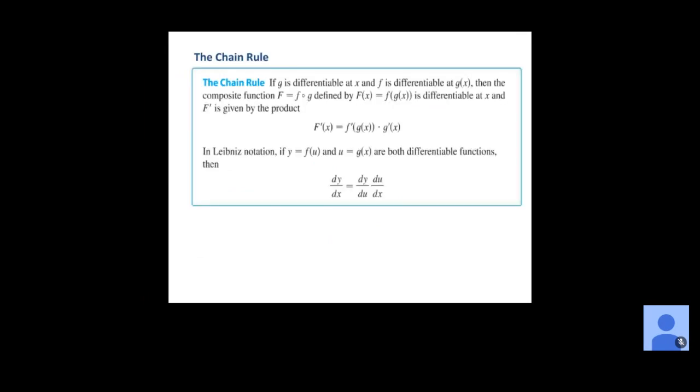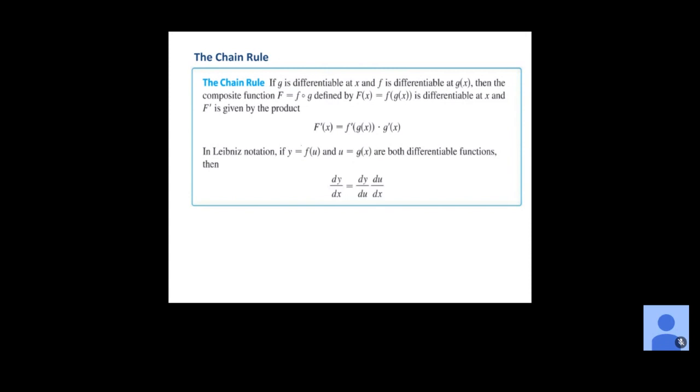So this is another rule that we have to remember when we're finding derivatives, specifically when you have the combination of multiple functions, okay? So if you have an f of g of x type of function, that's when we're going to have to use our chain rule. All right, so if g is differentiable at x and f is differentiable at the g of x function, which is the inside part, then the composite function, big F, which is f of g, is differentiable at x, and big F prime is given by this product.